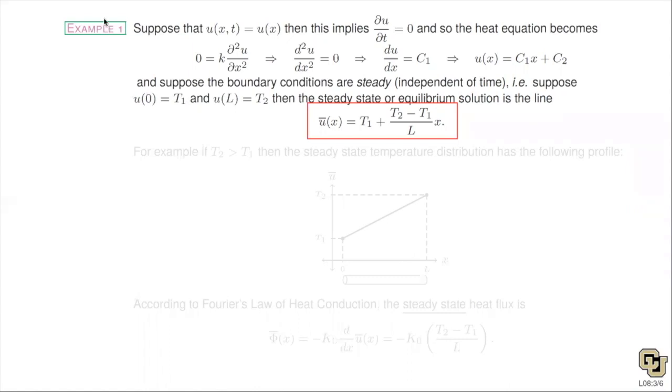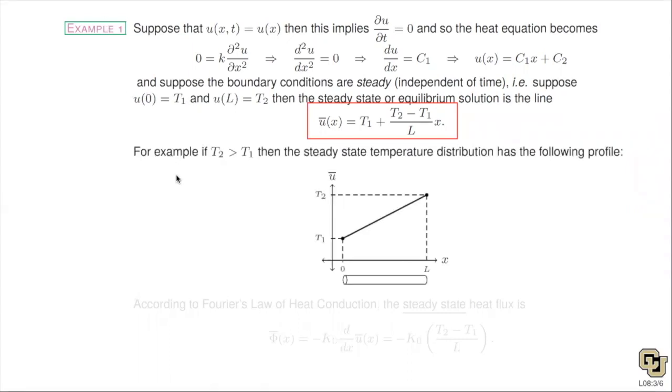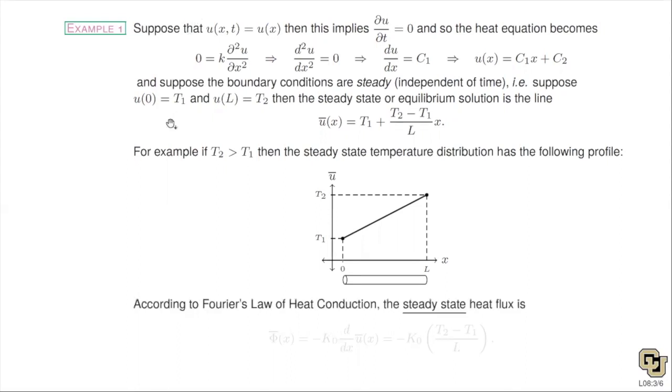I went ahead and graphed it. I assumed that T2 is greater than T1, and that's what the graph would look like. This would be the temperature profile of the rod at steady state. So here, it's hotter to the right than the left. And here we can also find the steady state heat flux, that's the heat flux at very large time.